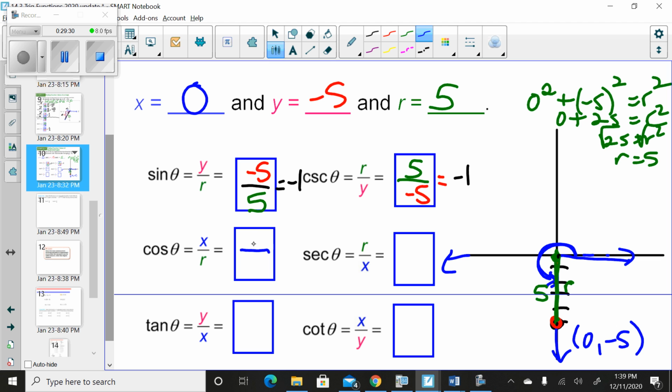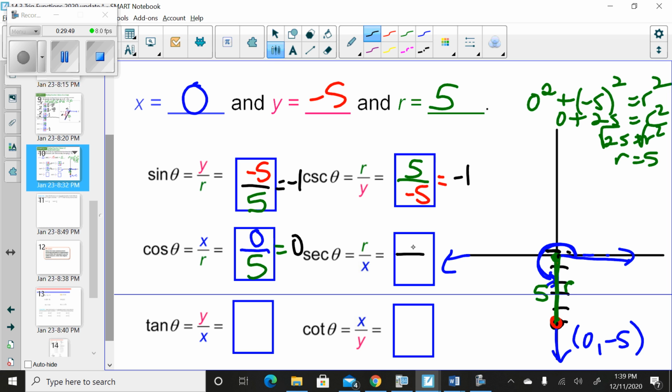X over r. So the x value is 0, and the r value is 5. Remember, 0 divided by a number is just 0. Cosine, remember, is the adjacent. Well, we didn't go left or right at all. Their distance was 0. There was no adjacent side. That's why that's 0. So when we're on the y-axis, that makes sense to me when I see that.